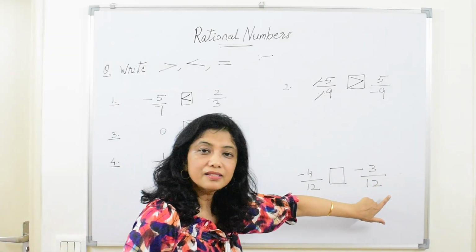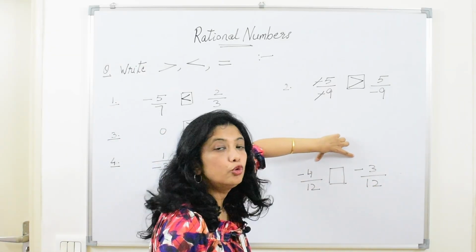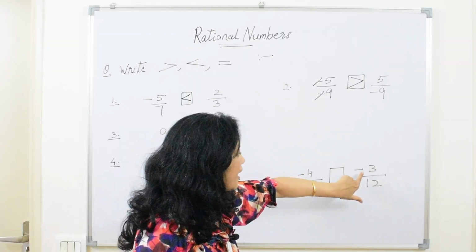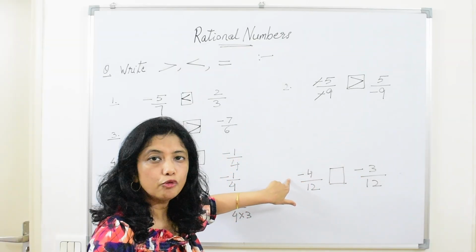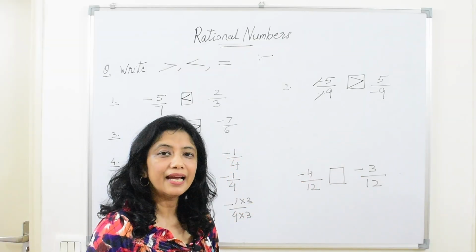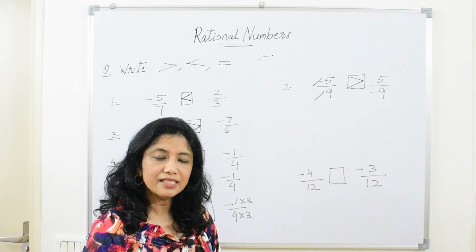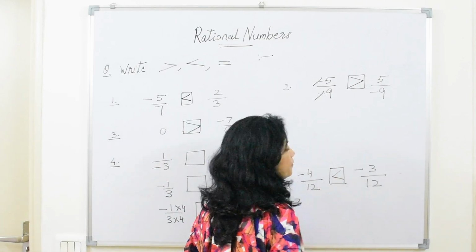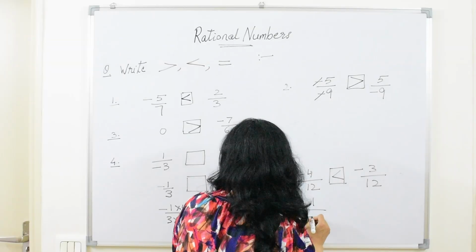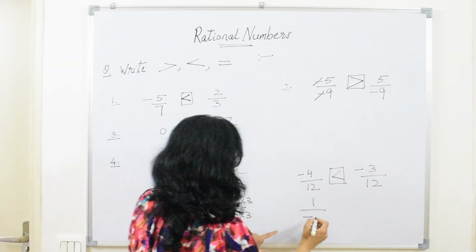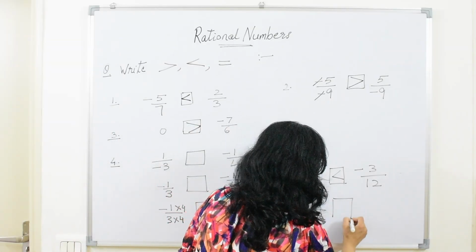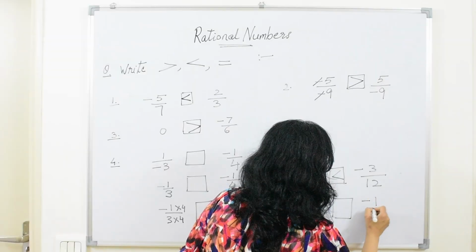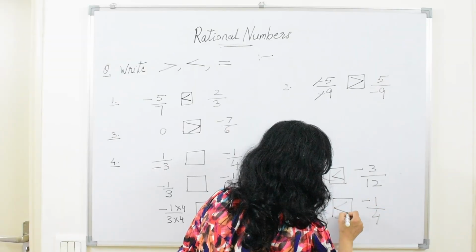Our denominators are same. Now we will compare our numerators. See, we know that minus 3 is greater than minus 4 because in the number line, the number that is to the right side is greater. So our answer will be this. Here you can place 1 by minus 3 and minus 1 by 4. So this is our answer.